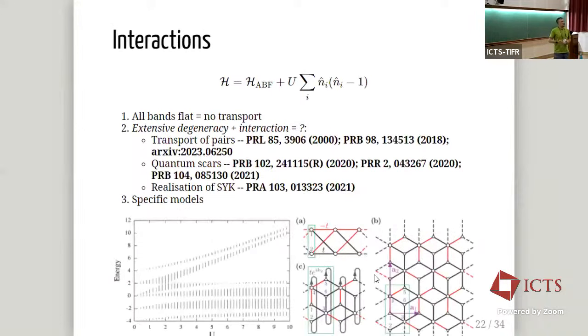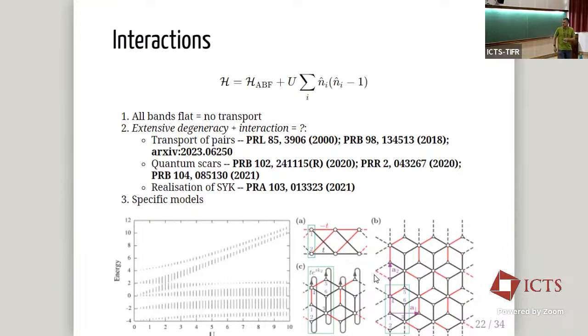Things get even more interesting in the case of interactions. Again, let me briefly summarize what was known before. If you consider all-band flat lattices and you add, say, Hubbard interactions, at the single particle level there was no transport. If you add interactions, what was known is that in some cases you observe transport of pairs. Single particles cannot move due to the fine-tuning at the single particle level. However, interaction induces transport, but it can only be done in pairs of particles. And this will have important consequences, as I will say.